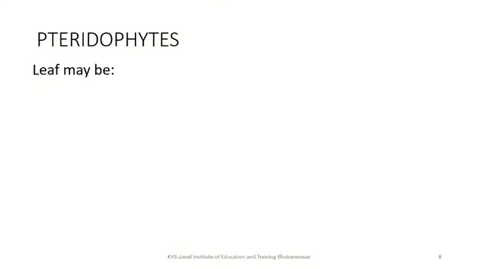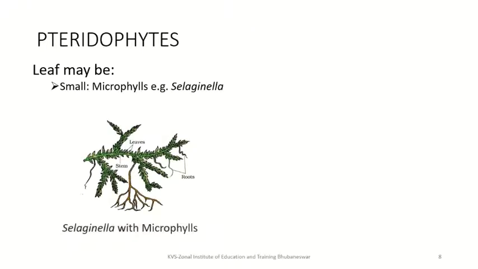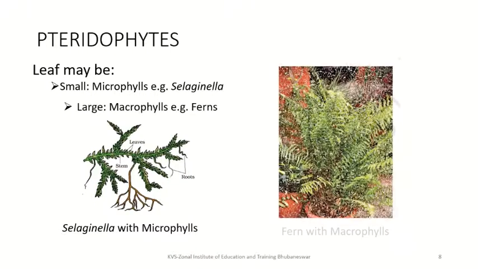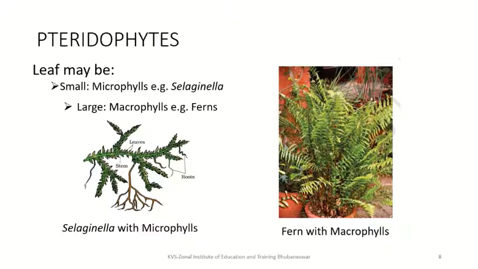Now the leaf in pteridophytes may be of two types. Small, which are known as microphylls, as in Selaginella, or large, known as macrophylls, example in ferns.